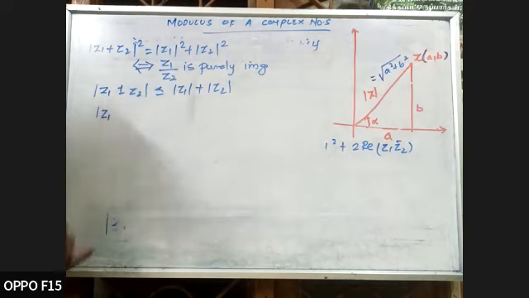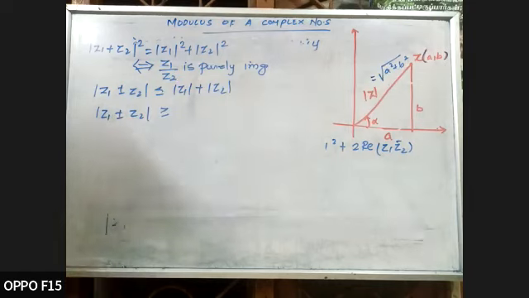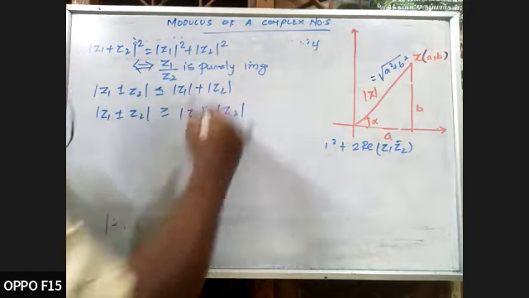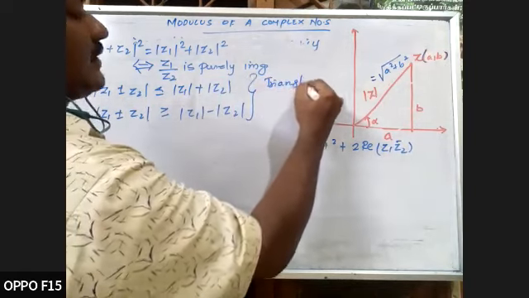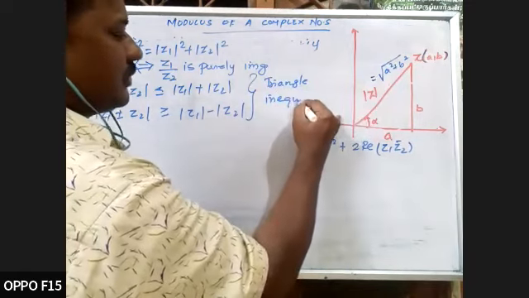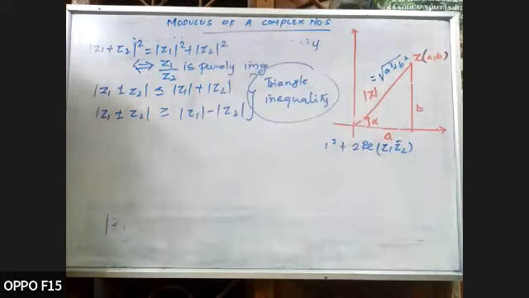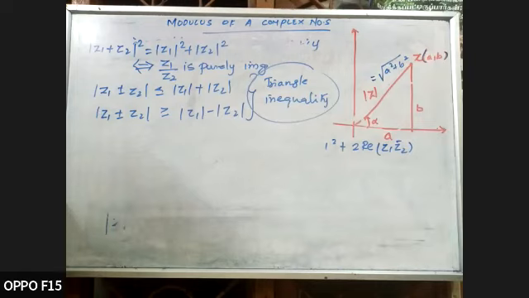Similarly, modulus of z1 plus or minus z2 is greater than or equal to modulus of z1 minus modulus of z2. These two conditions are called the triangle inequality. In your 12th standard textbook, for those handling the 12th standard state board syllabus, there will be a derivation for the triangle inequality. Yes, the triangle inequality derivations will be given in your book.